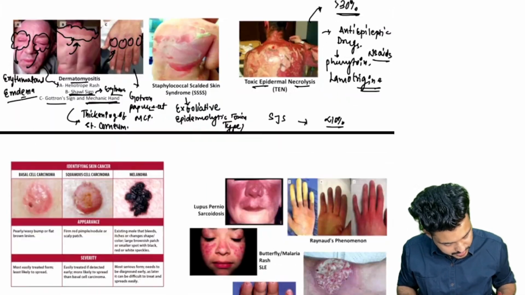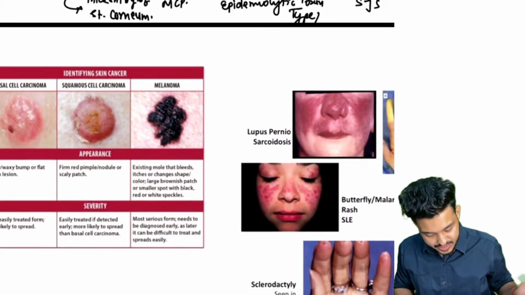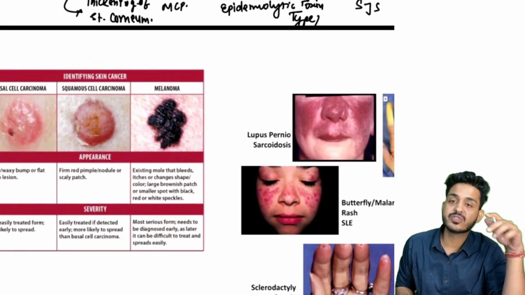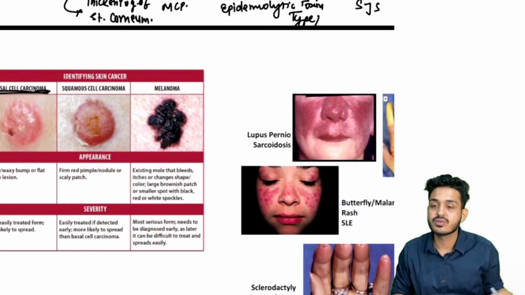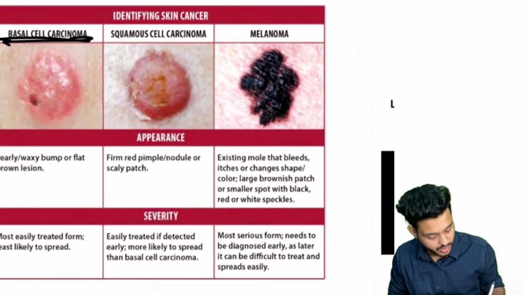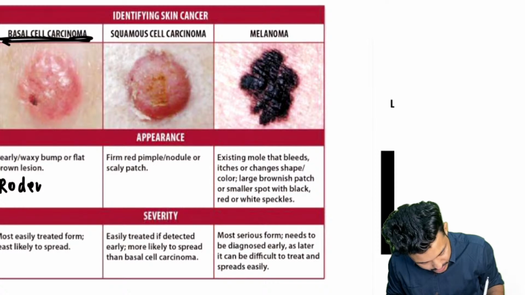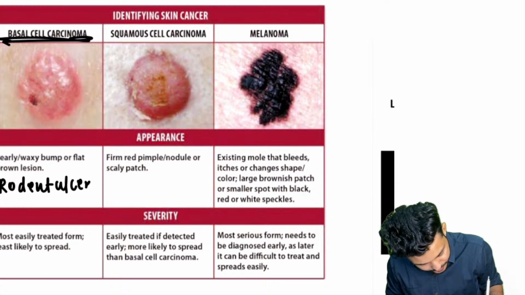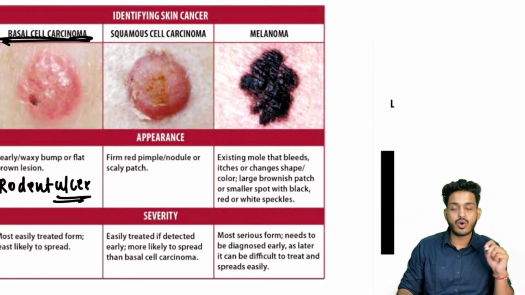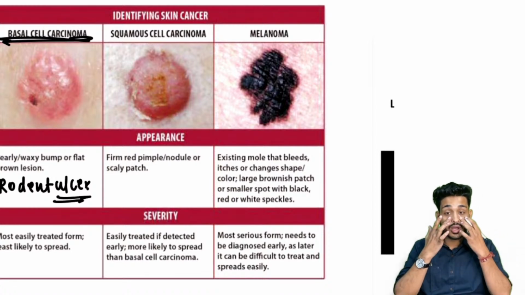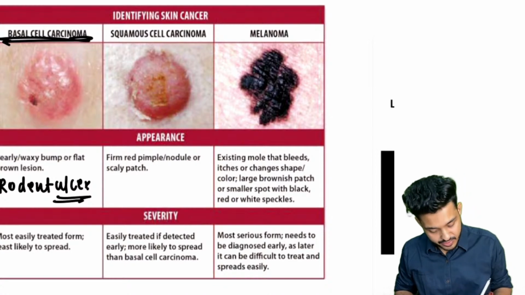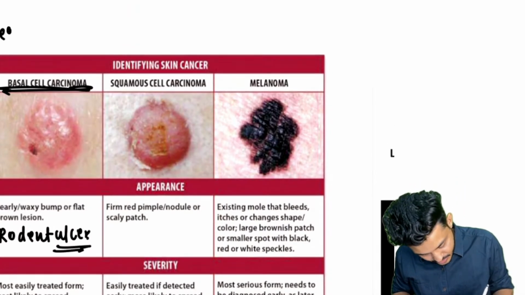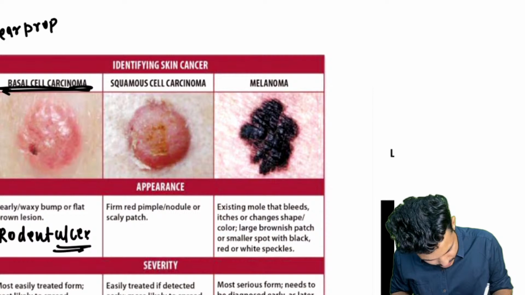Now let's talk about the skin cancers. We have different types of skin cancers. First one is your basal cell carcinoma, also known as rodent ulcer. Where will it be? Near the teardrop. It will be in the region of the teardrop.